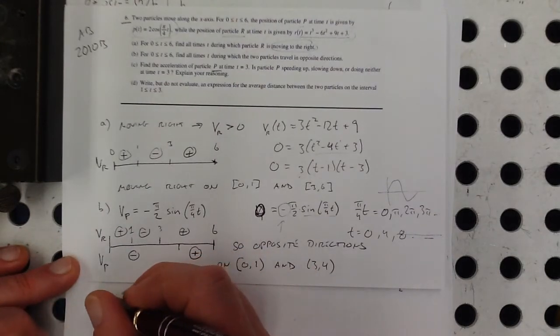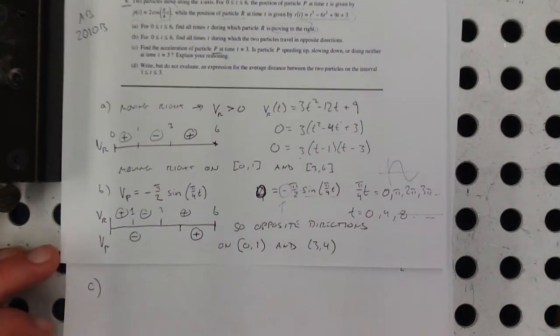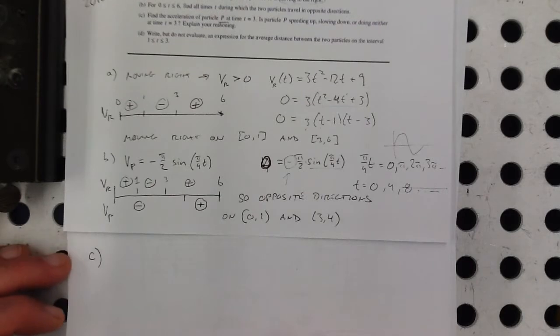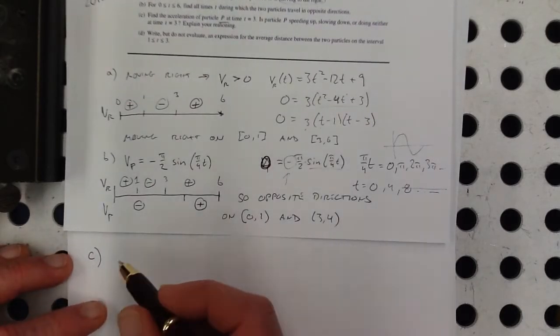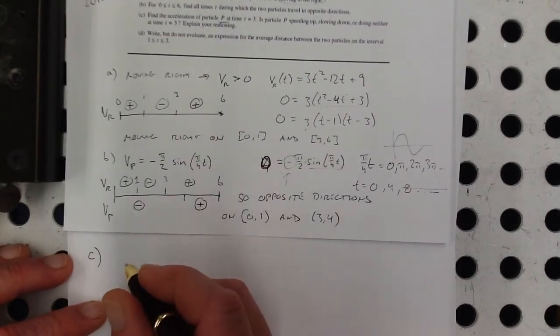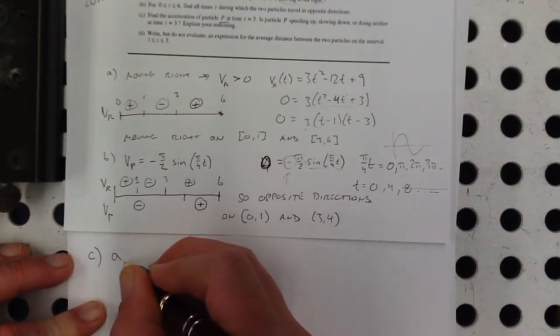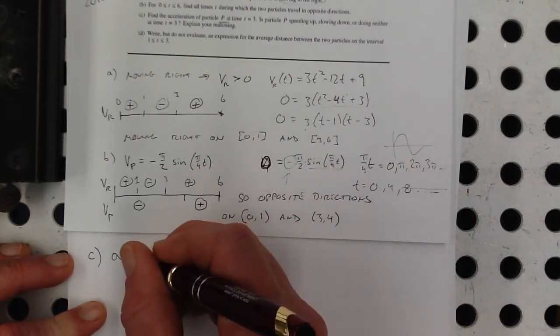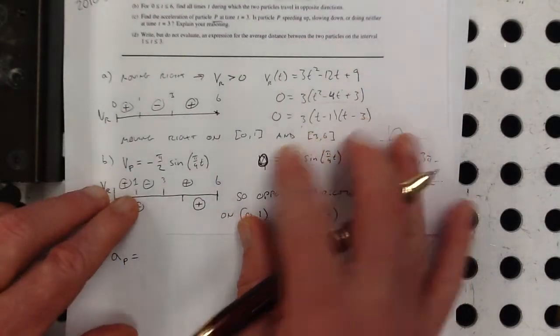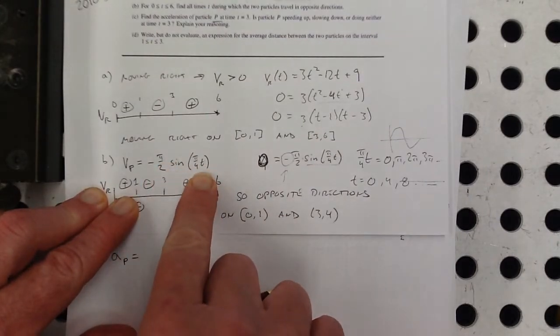Well, we know that speeding up and slowing down is just whether or not the sign of the velocity and acceleration are the same or different. Signs are the same, then it's speeding up. Signs are different, then slowing down. So, let's see, the acceleration of particle p. That is equal to the derivative of this.